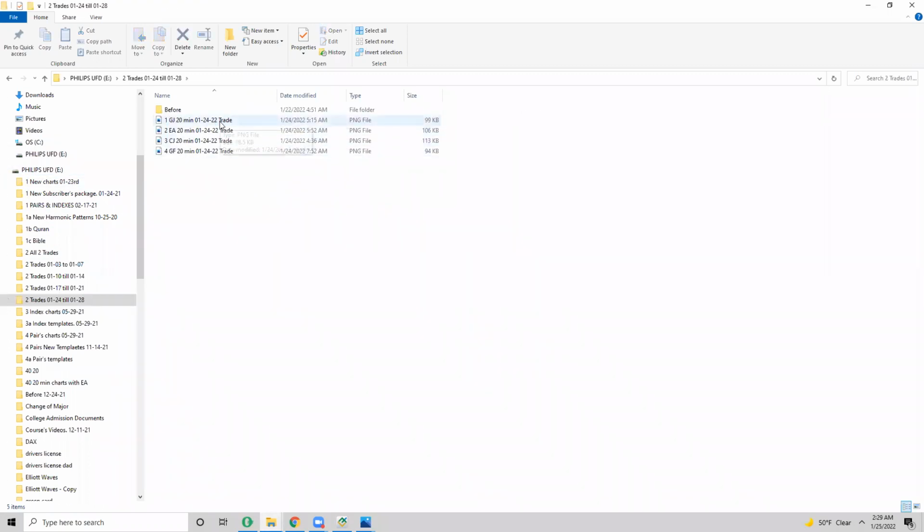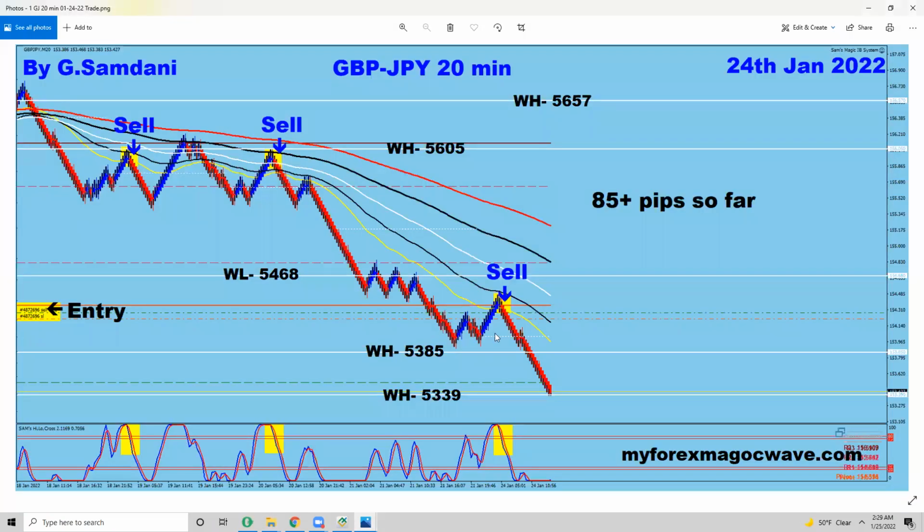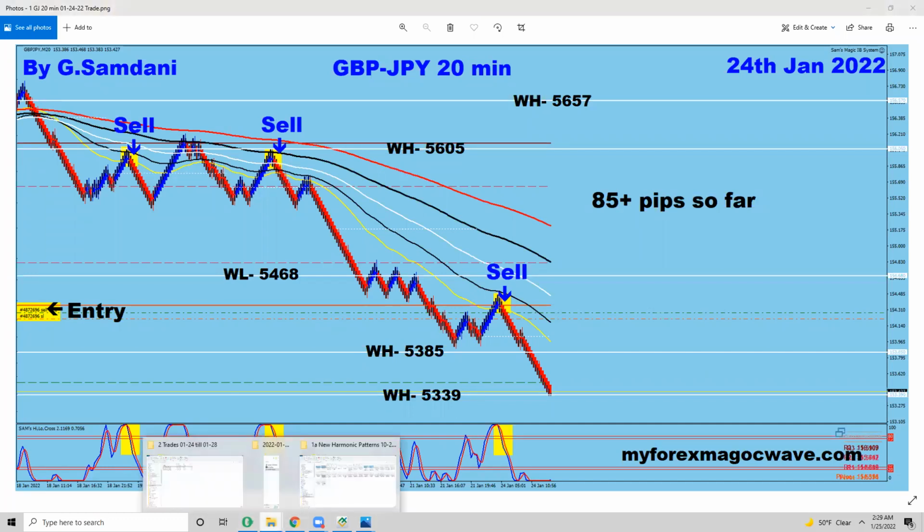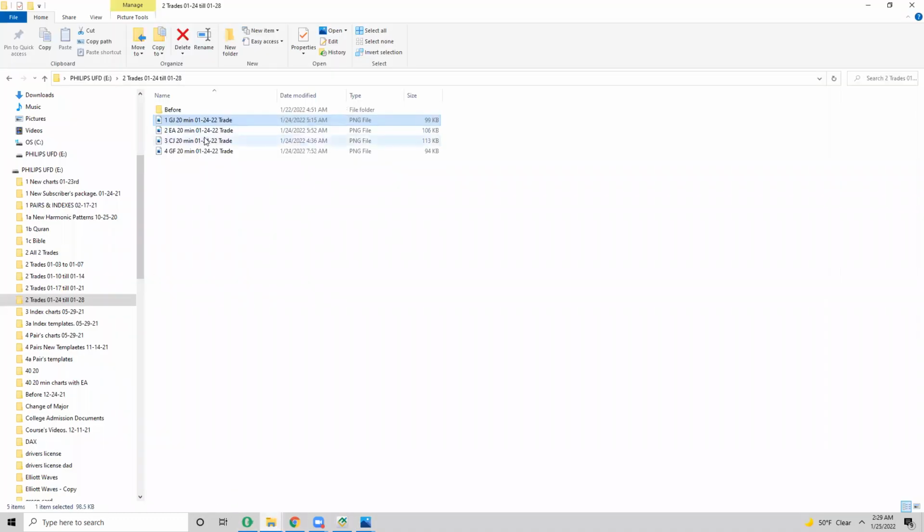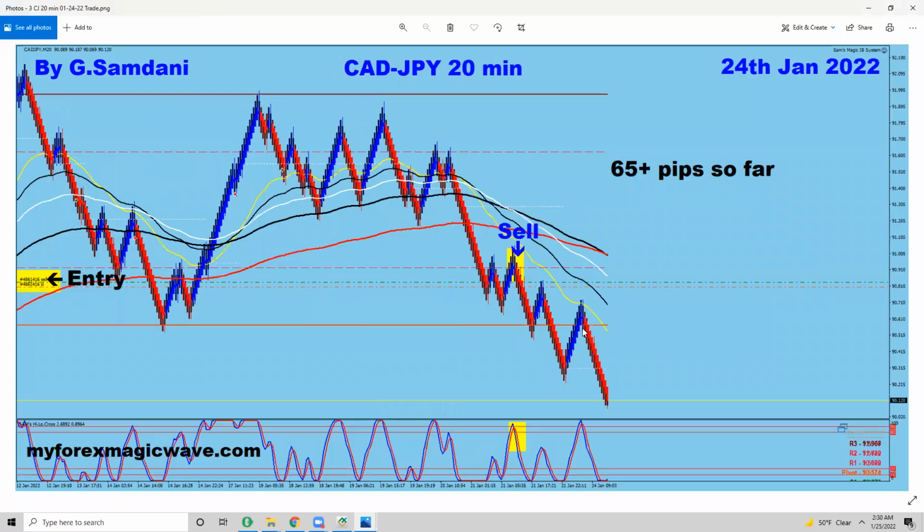Yesterday, because of the yen strength, I had Pound Yen. This is 85 pips. And right here is another one with CAD Yen. All the yen pairs went down, but I got two pairs giving me good entries, and I took them. So even 2 or 3 trades like this, 70 pips, 80 pips, 100 pips, is more than enough for a day.